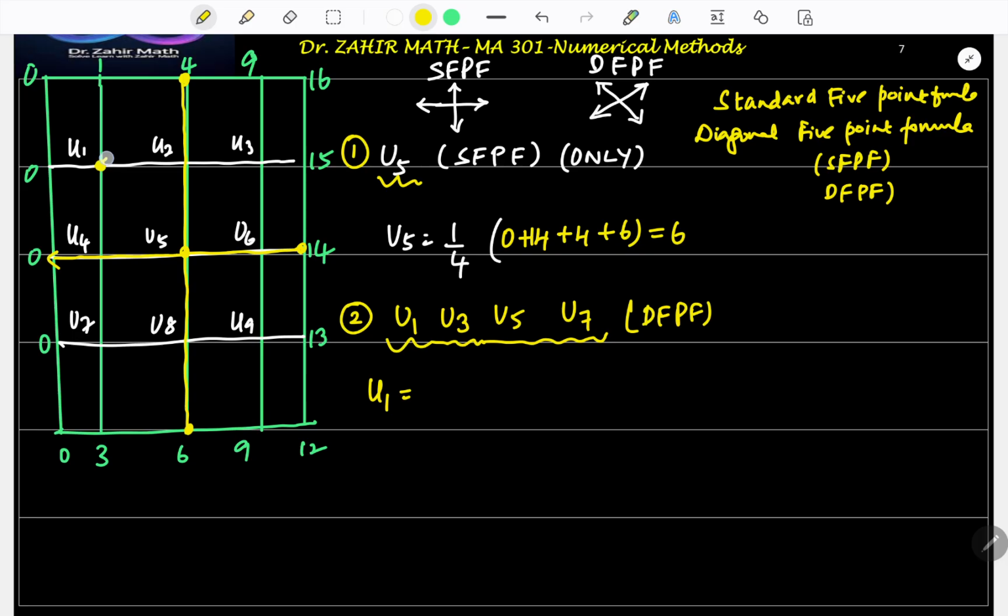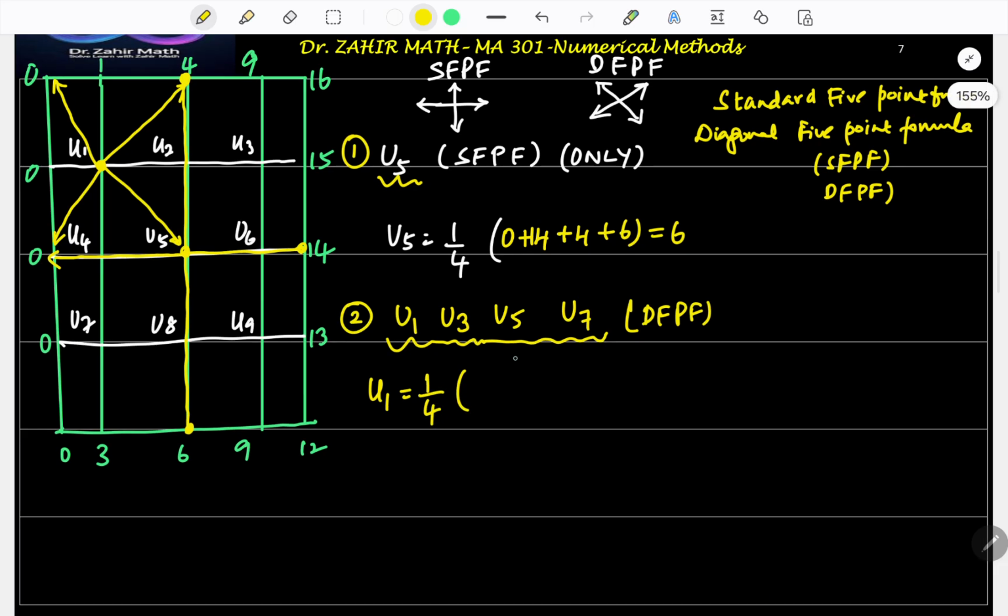This is the point. So you're going to take this value plus this value plus this value. The immediate value you take, u5 which we just calculated. So it is 1 by 4 bracket open, u1, which is 6, the value of u5, right? So this is 6 plus 0 plus 4 plus 0. This you're going to calculate by the calculator, which is 2.5.